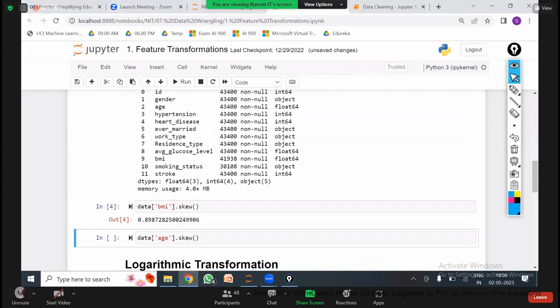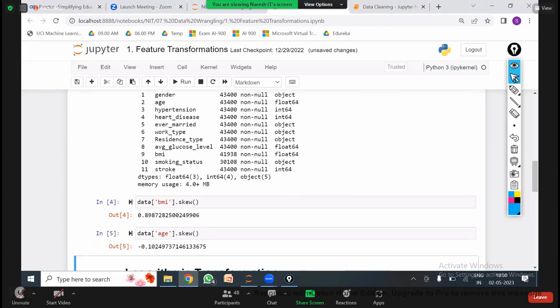BMI dot skew, which is 0.89. Age dot skew, which is minus 1.0. Sir, you told that any value between minus 1 to plus 1 is considered a normal distribution. Actually, this is also considered to be a normal distribution, basically. But assume it is skewed. Basically, it is normal.